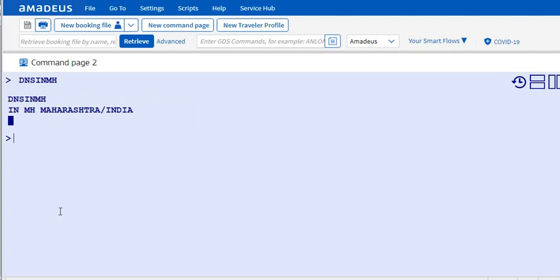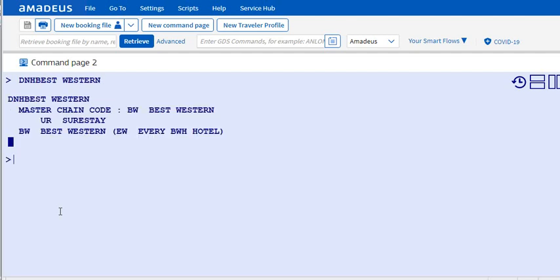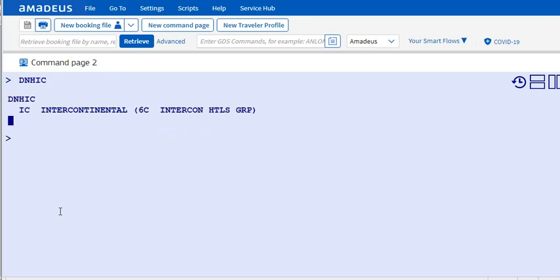And let me go for the last entries, the entries for the hotels. DNH is the basic entry to encode and decode a hotel. Say TAJ, DNH Taj, TJ is the code. DNH Best Western. You can find BW is the code for Best Western. Suppose I know the code of one hotel, DNH, then say IC. It's showing that IC is Intercontinental and the code is IC.